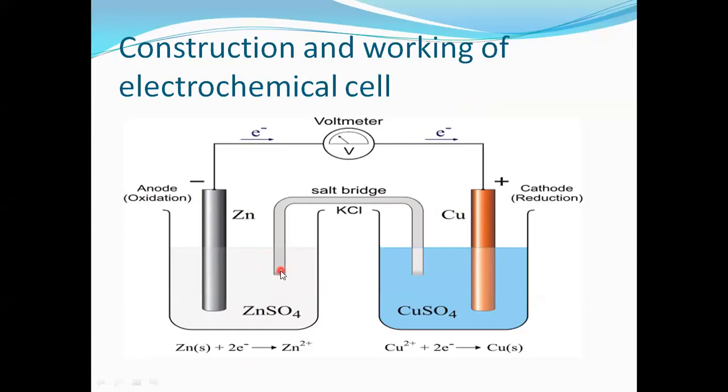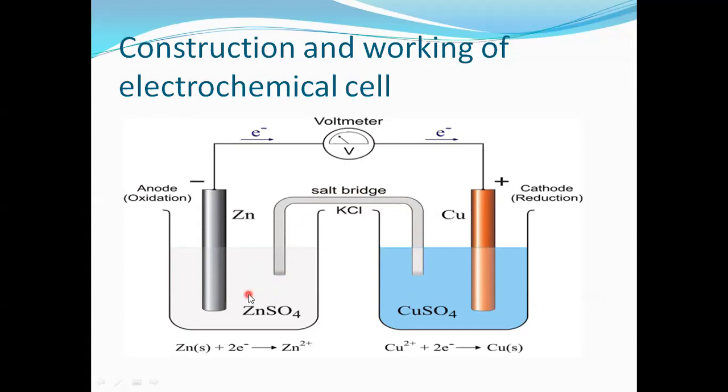What is known as the salt bridge? The salt bridge is made up of agar gel. Then what is the role of the salt bridge? The salt bridge can transfer electrons from the anode to the cathode. Only the transfer of electrons takes place. There is no transfer of anions and cations.